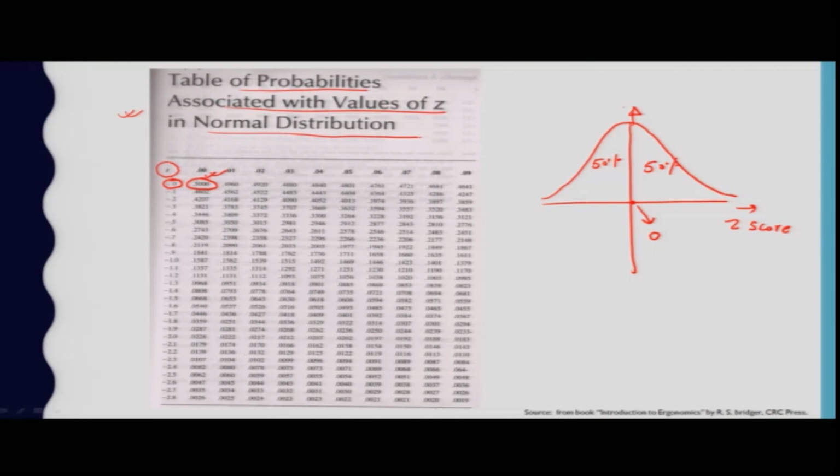So, the z score is also used for prediction of how much area that particular standard normal distribution curve is covering. In this way these are the z score values and correspondingly the values are given. In this way you can calculate the probabilities of the area covered in this particular curve.